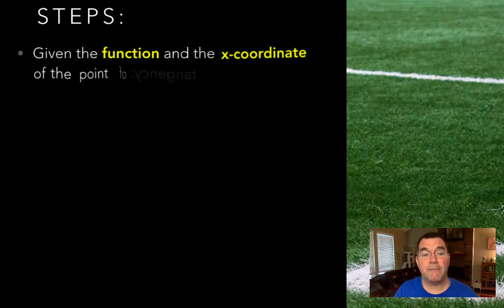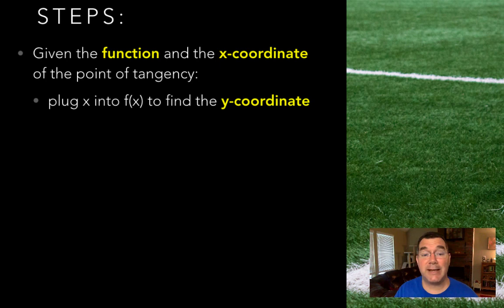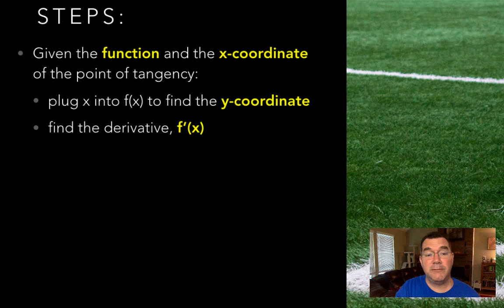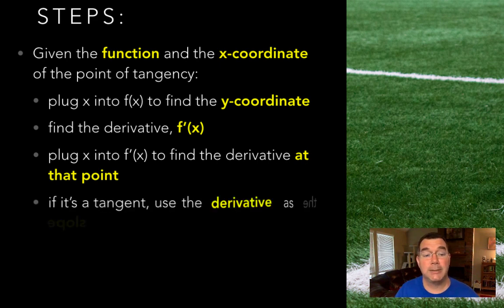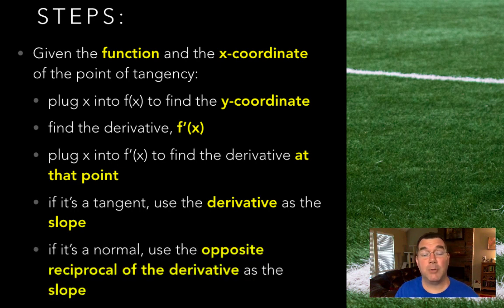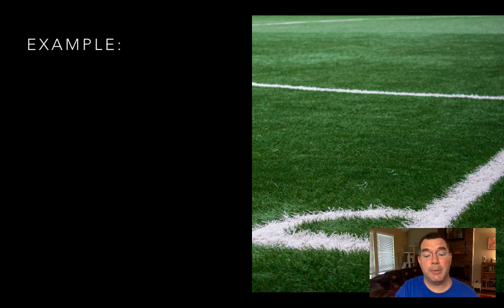So here are the steps that I will follow. If I have a function and the x-coordinate for the point of tangency, I'm going to plug x into f of x to get the y-coordinate that I'm interested in, and then I'm going to find the derivative. I'm going to plug the x that I was given into the derivative to get the derivative at that point. If it's a tangent, I'm going to use the derivative as the slope, but if I'm looking for the slope of a normal line, I'm going to use the opposite reciprocal of that value to get the slope of the normal line. Okay, so let's look at an example of each.